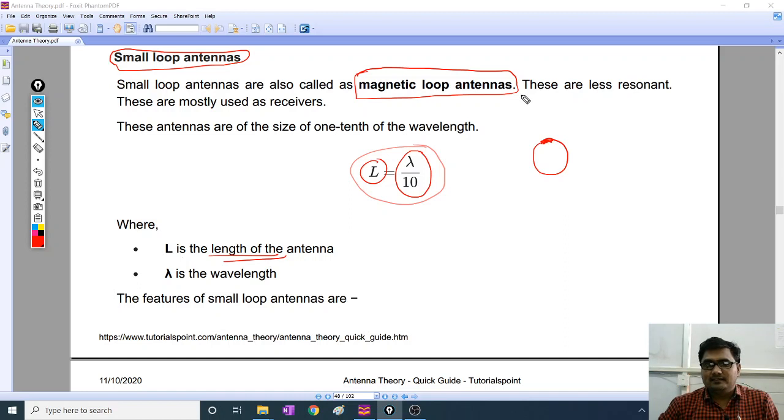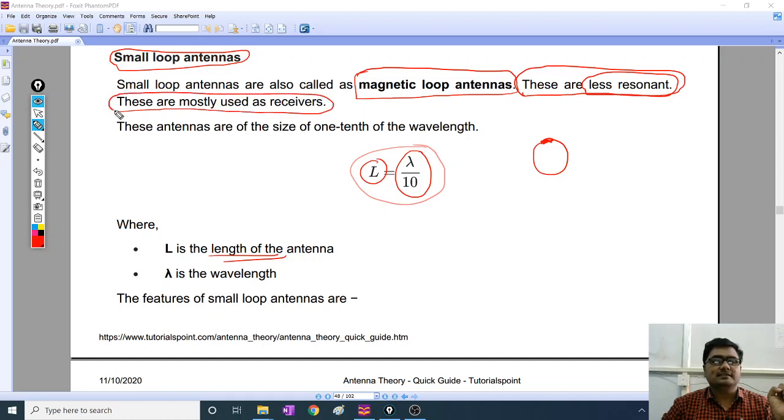किसी पर्टिकुलर फ्रीक्वेंसी को अच्छा परफॉर्म करना उनसे होता नहीं. So that's why it is less resonant. So that's why they are very less resonant, so it's always good to use them at the receivers. Why less resonant जो होता है उसको हम रिसीवर में ही यूज करते हैं.